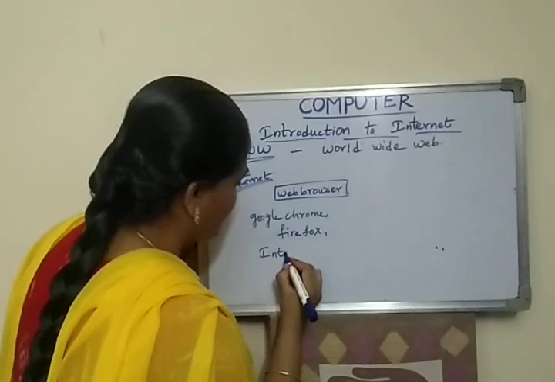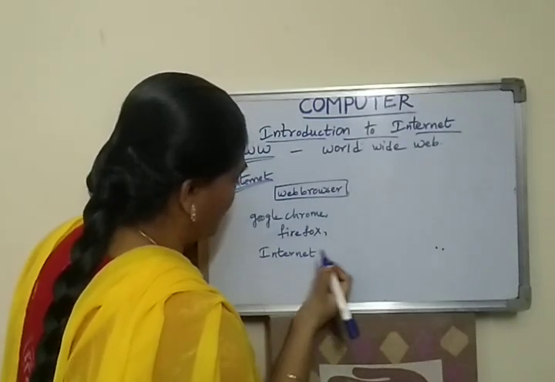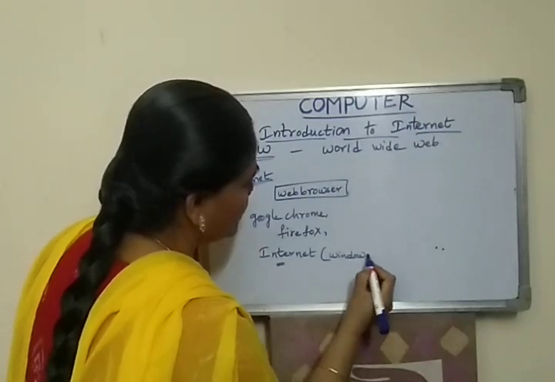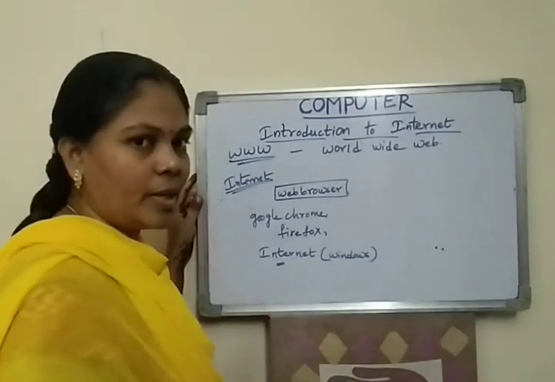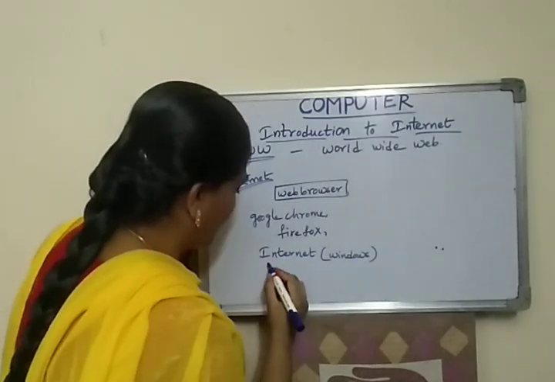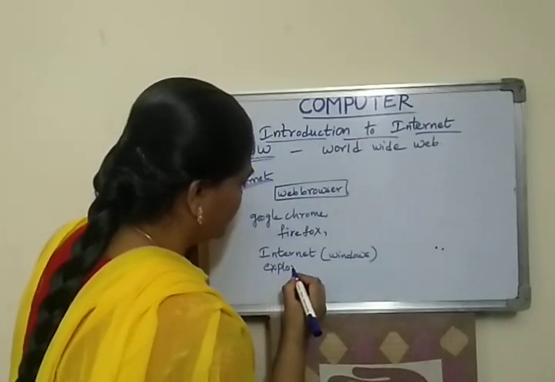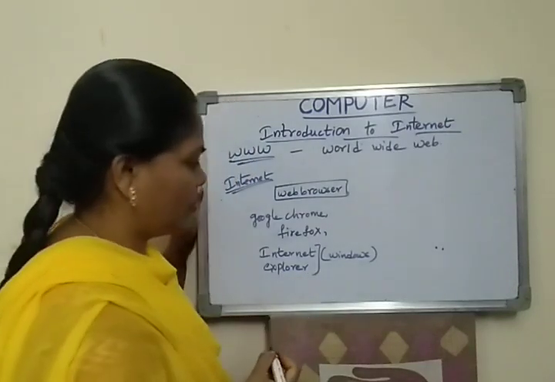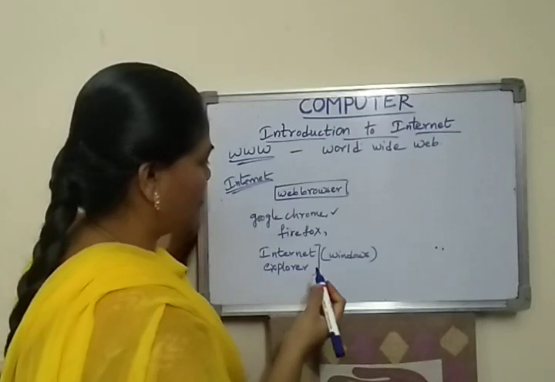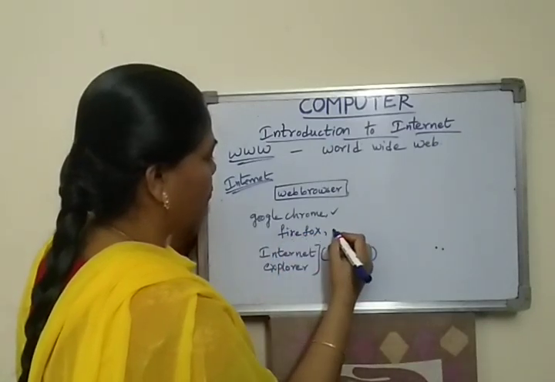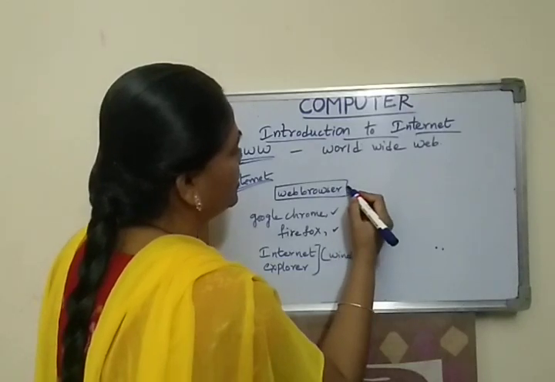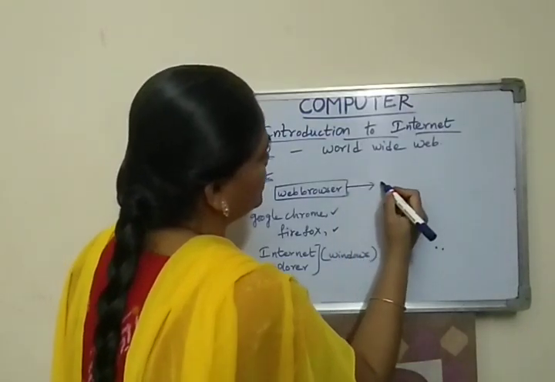Internet Explorer also we have. This comes with Windows. Whenever you install the Windows operating system, the default web browser is Internet Explorer. So Internet Explorer comes with Windows. Generally we use the Google Chrome web browser, and after this we use Firefox. Okay. So this web browser directs you to the search engine.